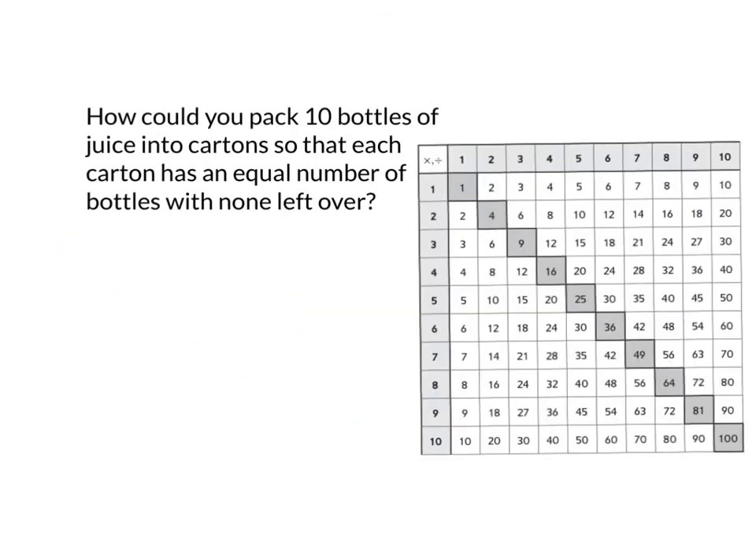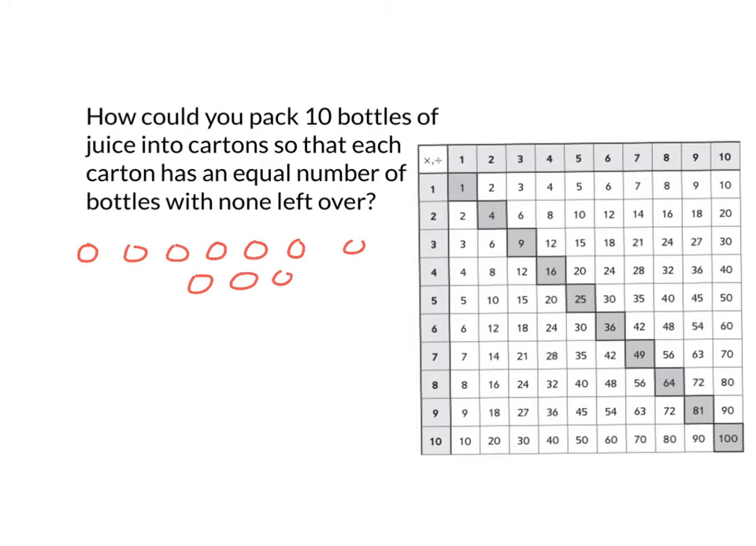Okay, so a similar question. How could you pack 10 bottles of juice into cartons so that each carton has an equal number of bottles with none left over? So the question is, what are the factors of 10? Well, let's go ahead and draw some circles here. 1, 2, 3, 4, 5, 6, 7, 8, 9, 10. Okay, how could I group those evenly? Well, I could have 2 containers, and in each container I have 5.